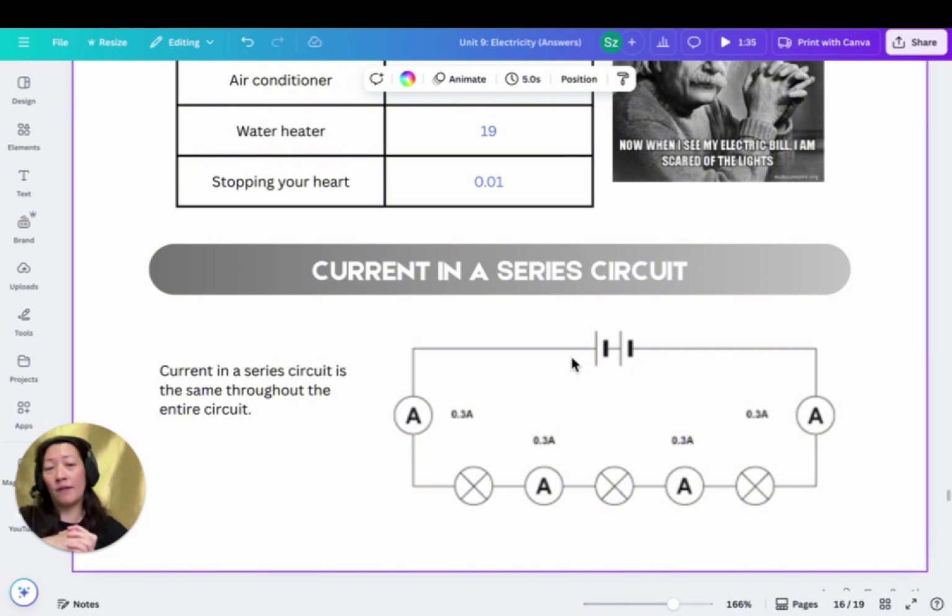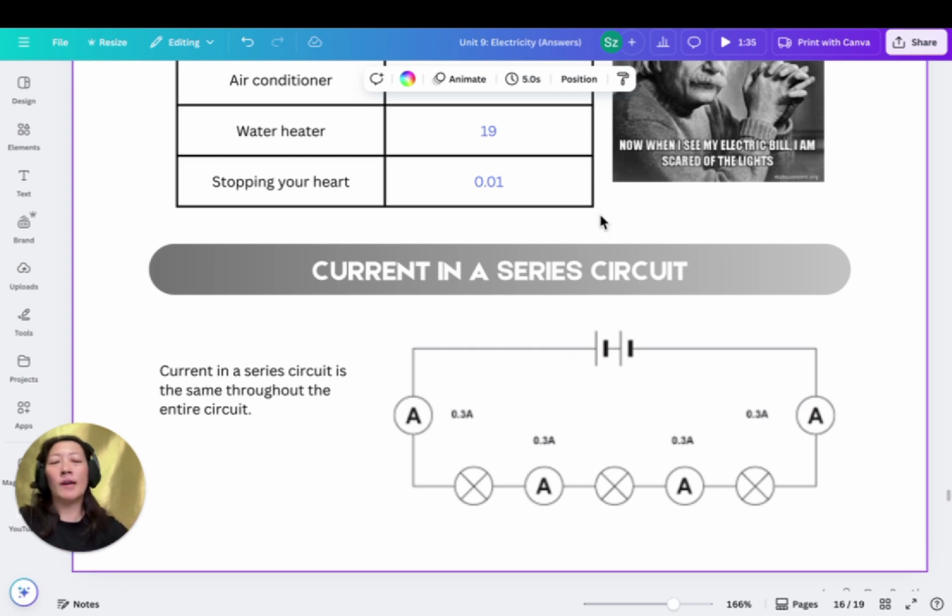Now for year 7, we're only going to focus on series circuits. I'm not going to go through parallel circuits for this lesson. If you would like to know more about parallel circuits, I'll put that in a separate video where I will discuss series and parallel circuits in detail. For this lesson, let's just focus on series circuits.